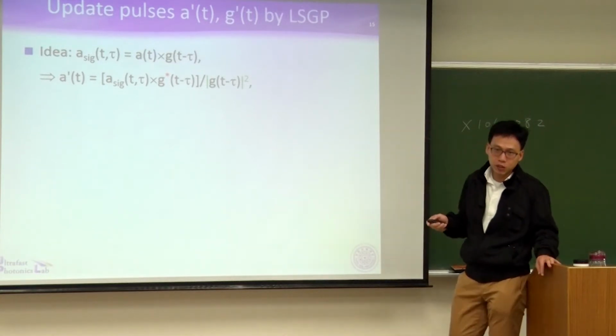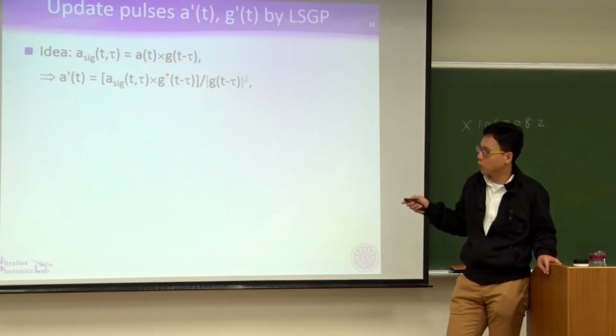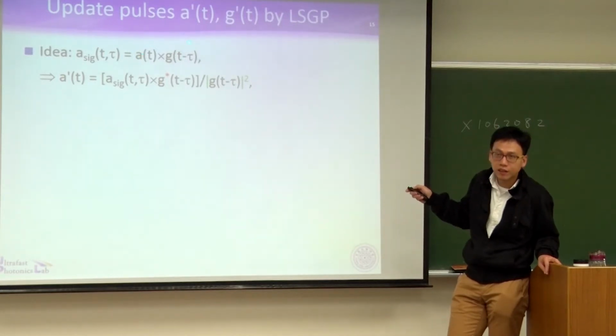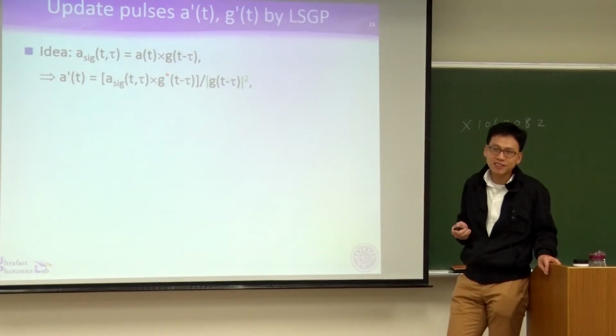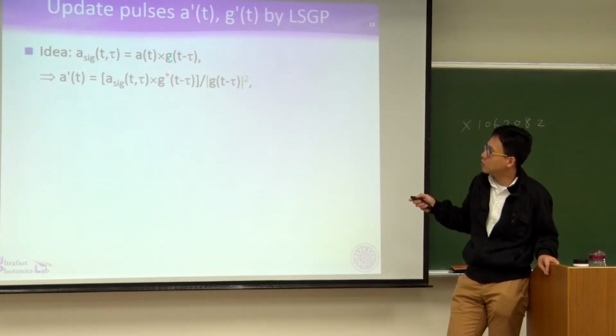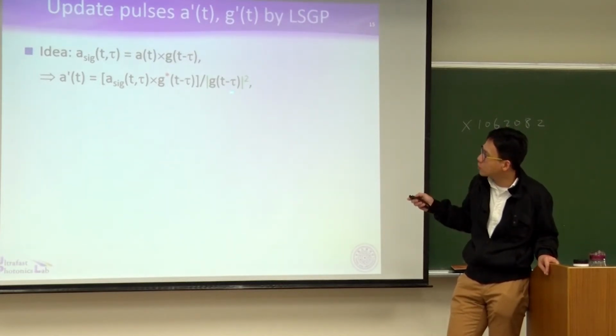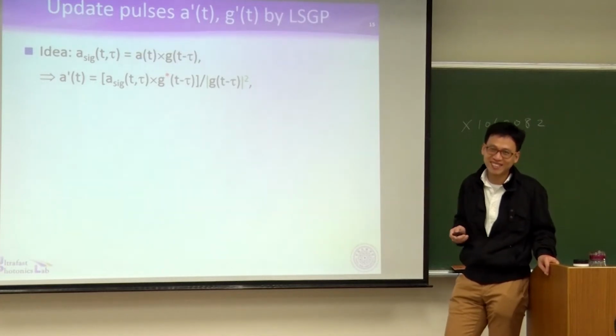So the update could be carried out in this simple way. You have A sub sig, right? Which means you have this one. If you multiply this one with G star, what will you get? You have A times G star, so you have A times |G|^2, right? Then how do you get A? Just normalize by |G|^2.